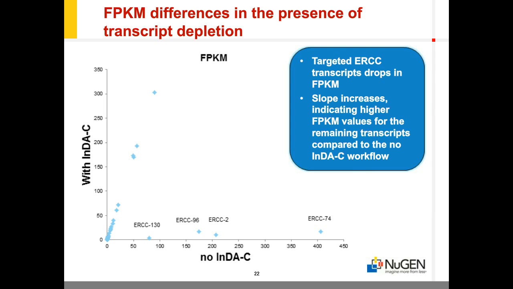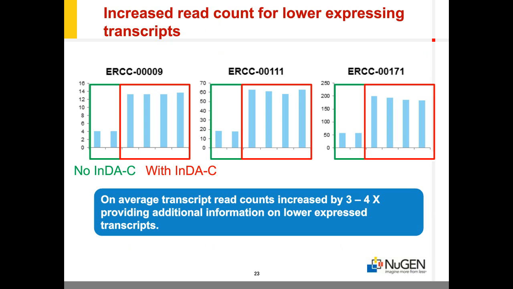Analysis of individual low-abundant transcripts in the absence of InDA-C-mediated depletion, shown outlined in green, are present at an expected coverage. Depletion of the 4 high-abundant transcripts, shown outlined in red, increases the coverage of these low-abundant transcripts by 3 to 4 times. These results represent an improvement in the dynamic range of observable transcripts and is analogous to seeing greater read depth of rare transcripts in whole transcriptome or mRNA-Seq studies.